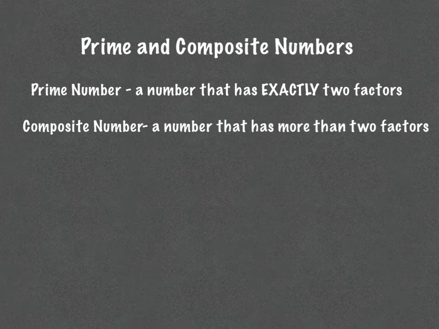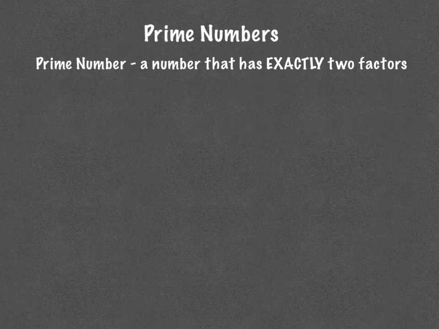Okay, guys, today we're going to talk about prime and composite numbers. So the two definitions that we're going to need are prime number and composite number. A prime number is a number that has exactly two factors, and a composite number is a number that has more than two factors. So let's talk a little bit about what that means.